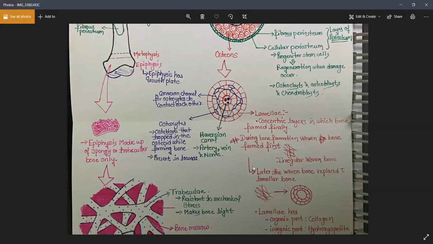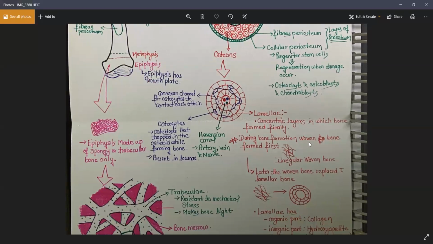During the formation, as we have discussed, first is the woven bone formation, which is a very irregular type of bone. It is a very weak bone, but it forms very instantly. That's why, for a temporary purpose, our body makes the woven bone first. Then this woven bone will be replaced by the lamellar bone, as you can see.